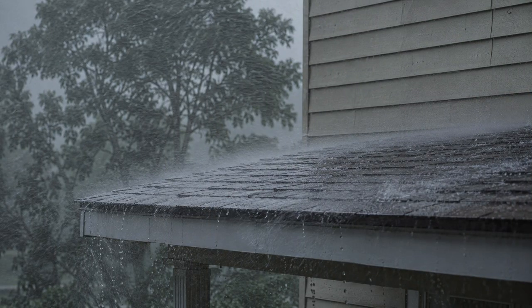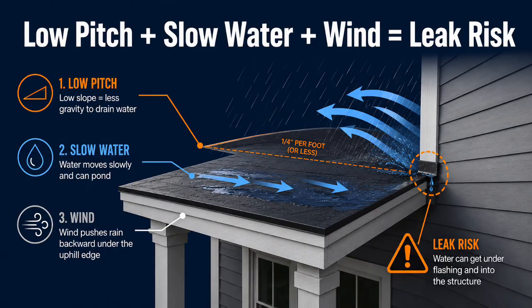Now, add in wind. During normal rain, water wants to move downhill. But during wind-driven rain, water can get pushed sideways or even up. That is already a challenge on a steep roof. But on a low slope porch roof, it becomes a major problem because there's not enough pitch to help move the water down quickly. So wind can push the water up under the shingle laps toward the wall, toward the fascia, or into vulnerable transitions where the porch roof meets the main house.